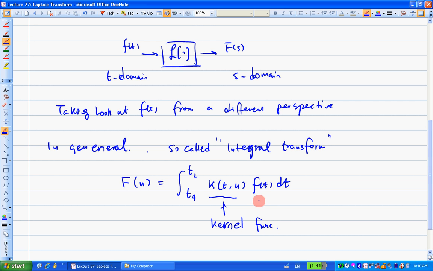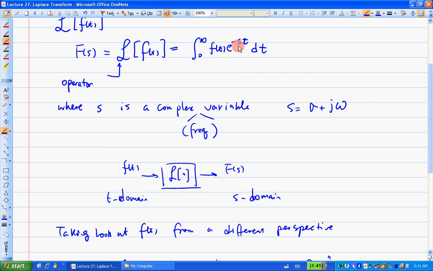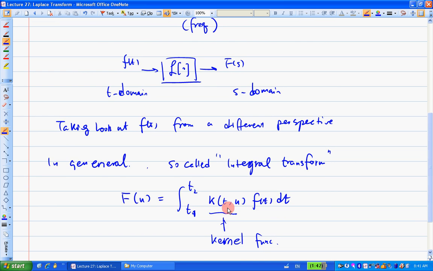If I relate this general one with the Laplace transform I was just giving you, you look at this term in here, that is the k. In this case it's not u, it's s, so this is k of s, t. Compare this one with this one here, see that? So this is called an integral transform. The Laplace transform is an integral transform.